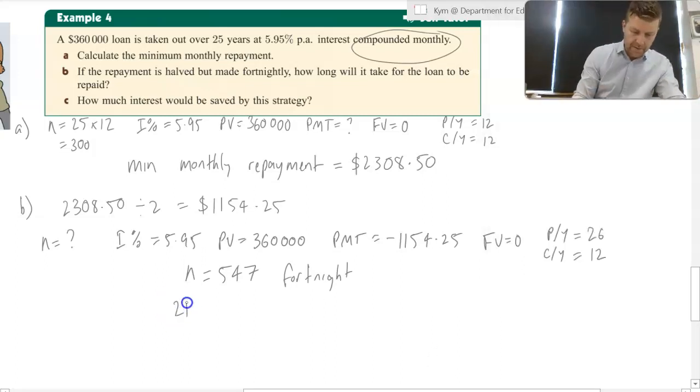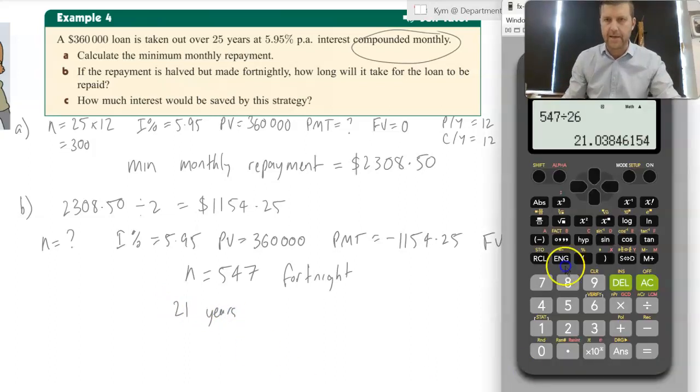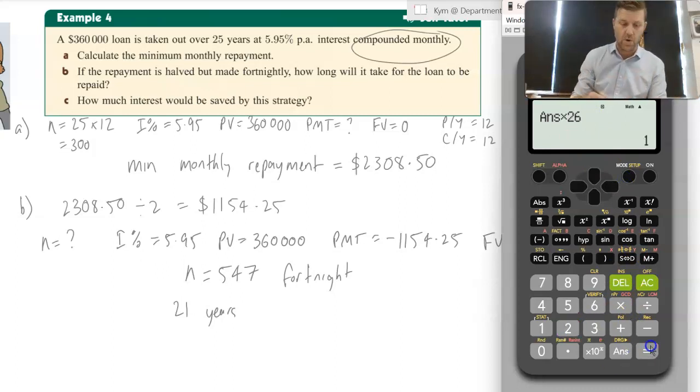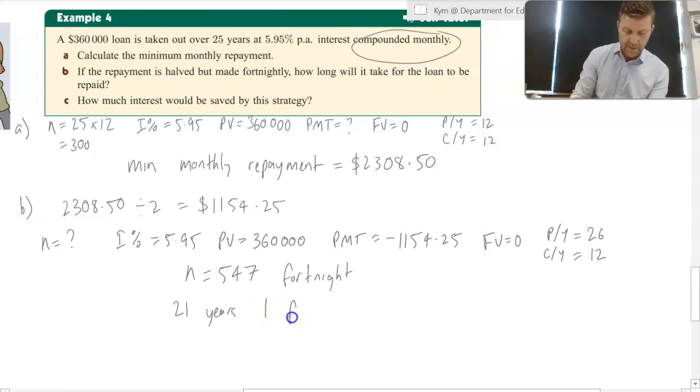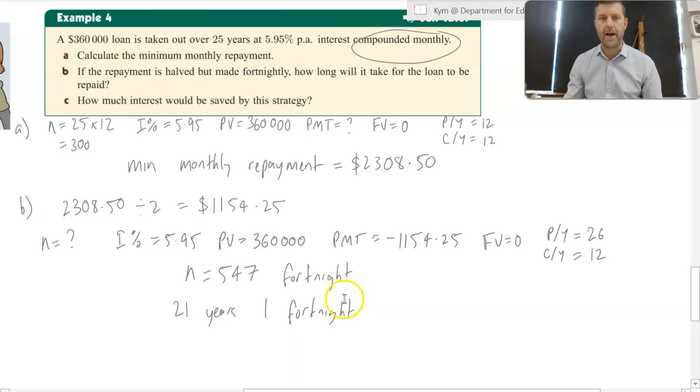So I'm going to say 21 years. And to be a little bit more precise, I'm going to take that decimal part there. So take away the 21 for 21 years, and I'm going to multiply that amount there by 26 to give me how many fortnights. It actually works out to be 1 fortnight. So 21 years and 1 fortnight. The loan will be repaid if we're paying this amount, $1,154.25 per fortnight.